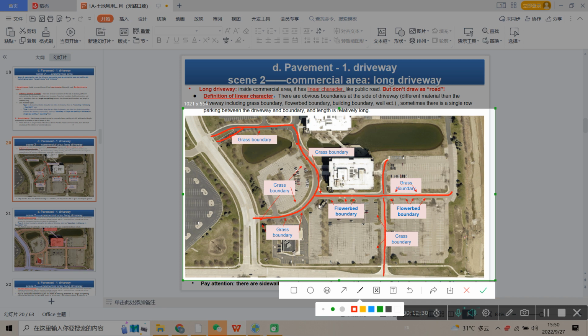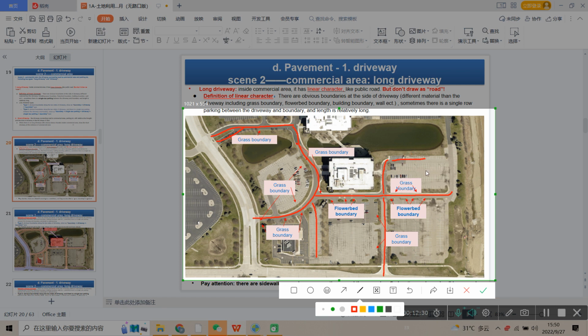And for here as well, because we have grass boundary here and grass boundary here. And remember, this is single row parking on the two sides, which means this can be treated as a long driveway. And for here as well, but it's blocked by this label, so we will skip it.